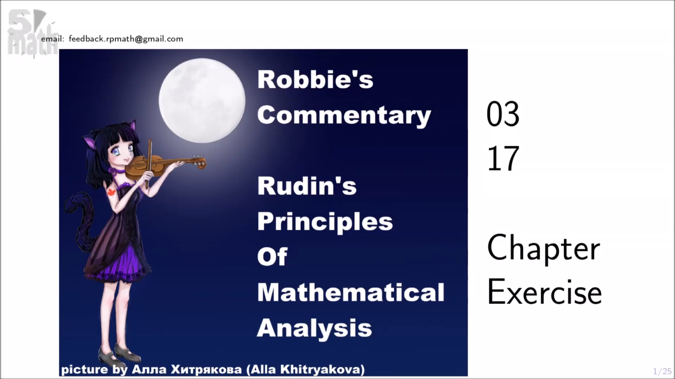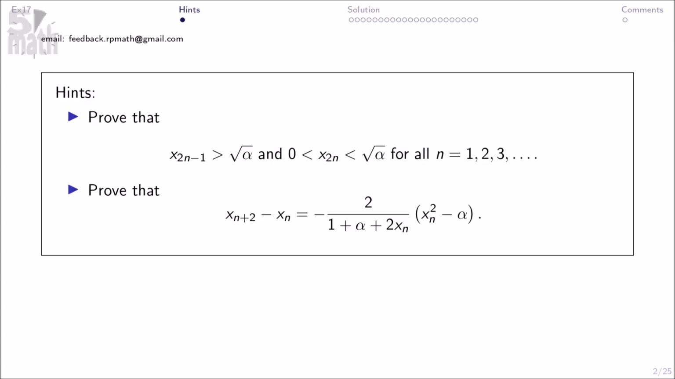Chapter 3, Exercise 17. Hints. Prove that this and that for all n equals 1, 2, 3, and so on. Prove that this.